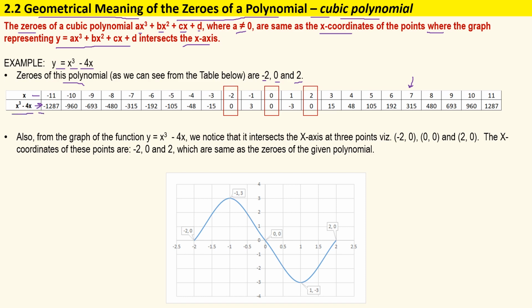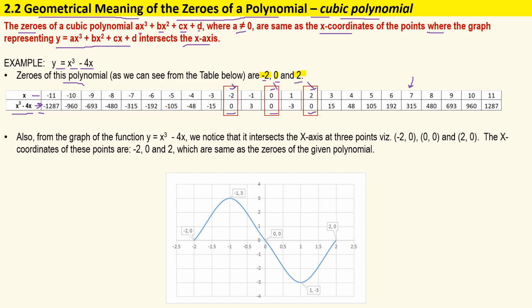We notice that this polynomial x cubed minus 4x is equal to 0 when the value of x is -2. Again, the value of the entire polynomial x cubed minus 4x is 0 when the value of x is 0. And again, the value of the entire polynomial is 0 when the value of x is 2. So from these 3 highlighted points, we can say that the zeros of the given polynomial are -2, 0 and 2.